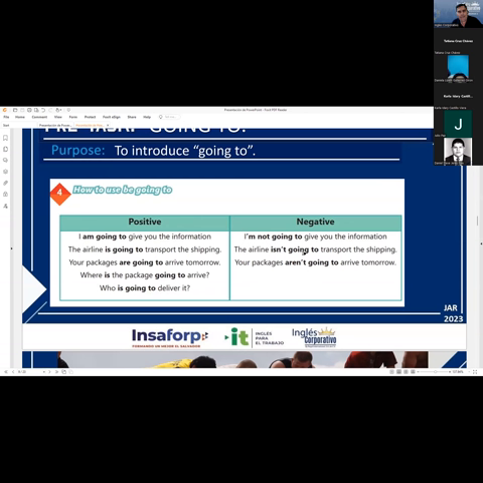Negative: I'm not going to give you the information. The airline isn't going to transport the shipping. Your packages aren't going to arrive tomorrow. Why not? The airline isn't going to transport the shipping.